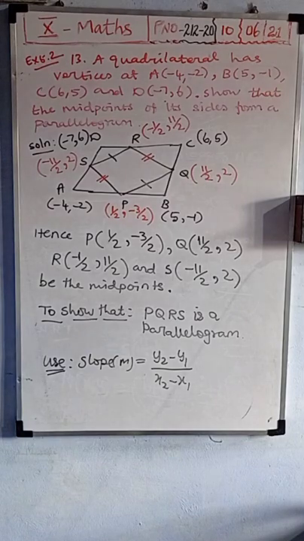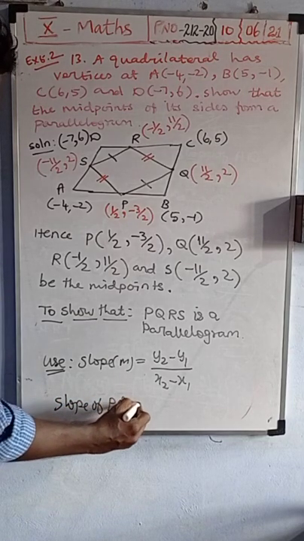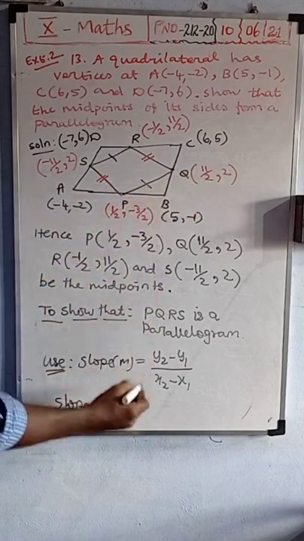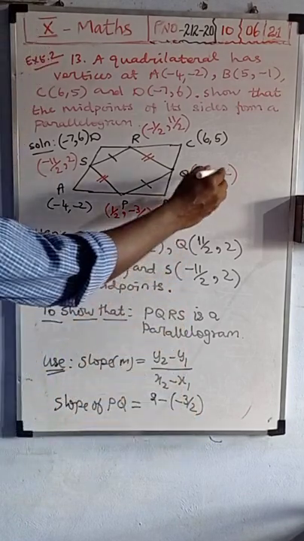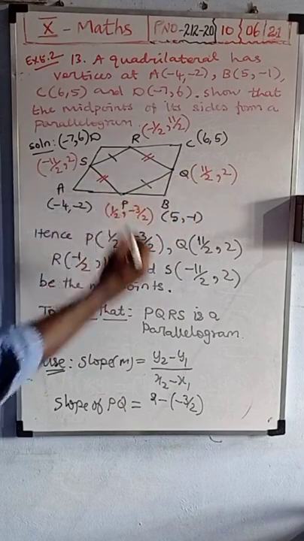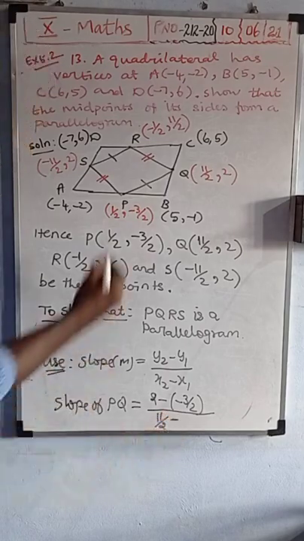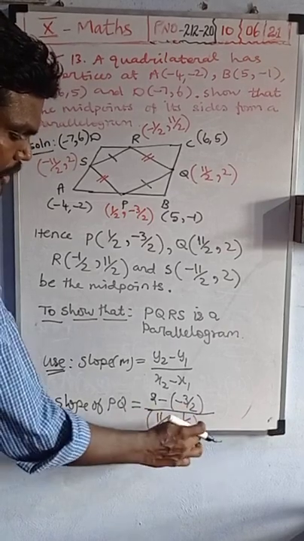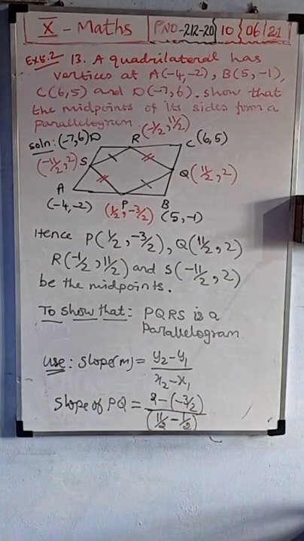First, the slope of PQ. The point P is (x1, y1) and the point Q is (x2, y2). So the slope is (y2 minus y1) divided by (x2 minus x1): 2 minus (minus 3 by 2), divided by 11 by 2 minus 1 by 2. Numerator and denominator are both in fraction form. Now simplify this.